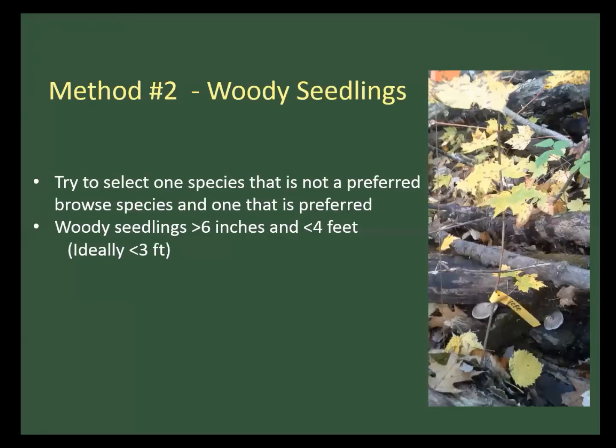And same thing with the upper limit. You want something that hasn't grown past the height where deer can reach, because once a seedling makes it past where deer can reach, then it's kind of free. It's made it past the deer challenge. So you want to use something that's short enough that you'll have the opportunity to track its growth over at least a couple of years before it's beyond the height where deer can reach.